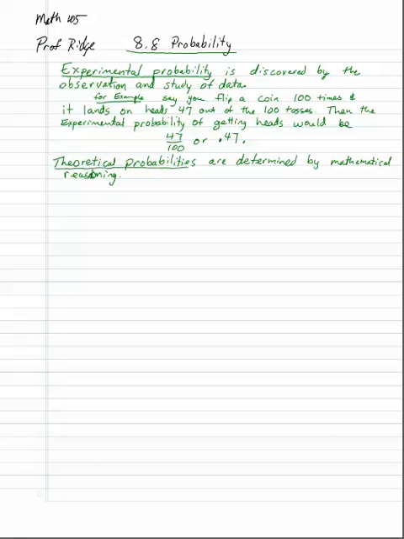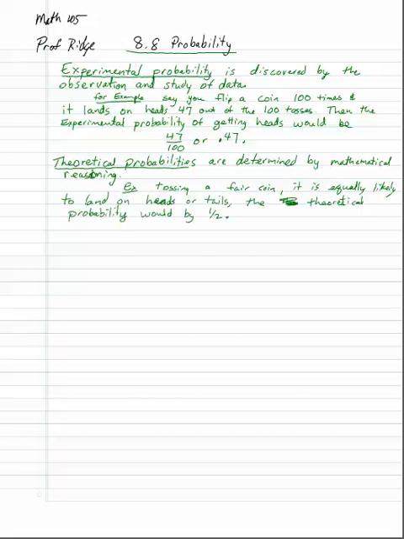Theoretical probabilities are determined by mathematical reasoning. So for example, for tossing a fair coin, meaning it's equally likely to land on heads and tails, the theoretical probability would be 1/2 or 0.5, whichever way you want to write it.